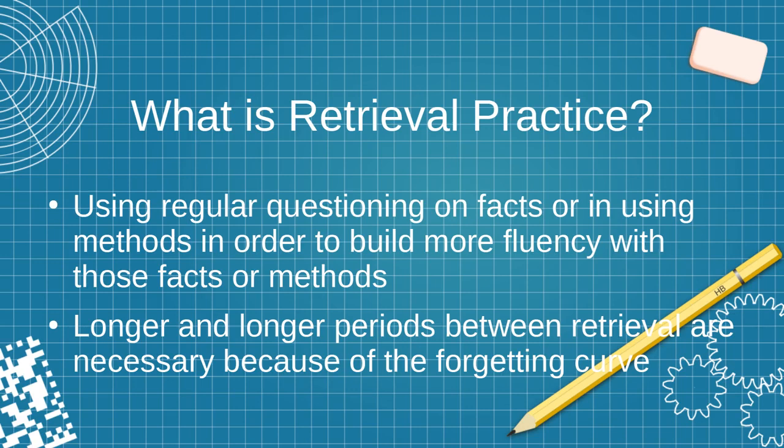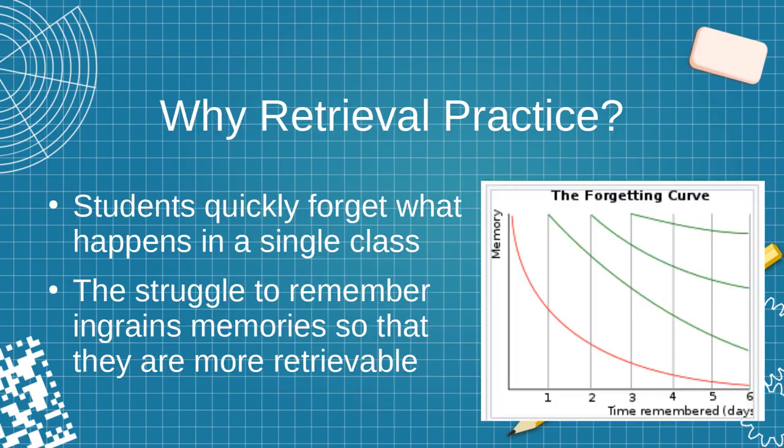So retrieval practice is regular questioning on facts. You keep bringing back the same facts again and again. Or it could be methods. What are the steps in doing this? We build more fluency, more automaticity with those facts and methods. And when done right, there are longer and longer periods between these retrieval periods. That is based on the forgetting curve, which you see here in why are we doing retrieval practice.